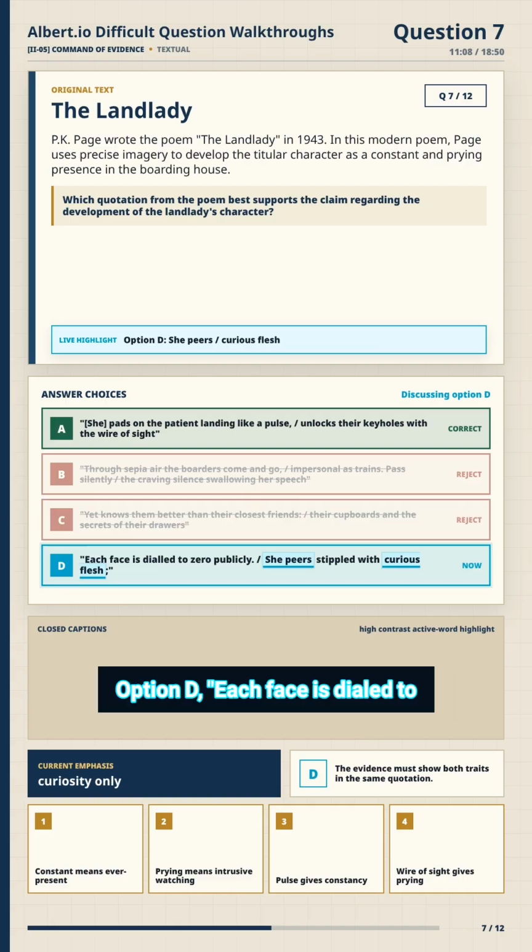Option D, "each face is dialed to 0 quickly. She appears stippled with curious flesh." This shows curiosity, but it does not convey constancy. So option A is our best answer.